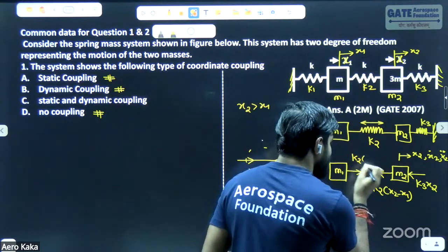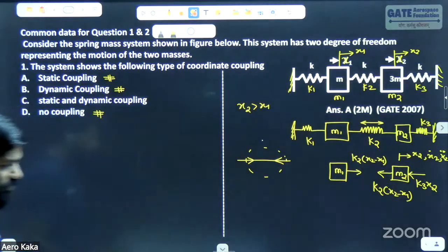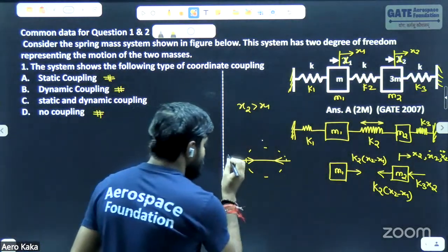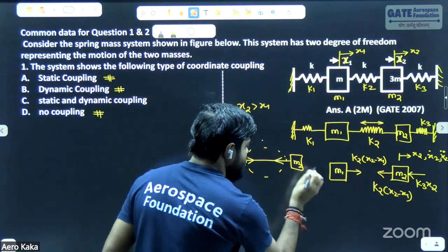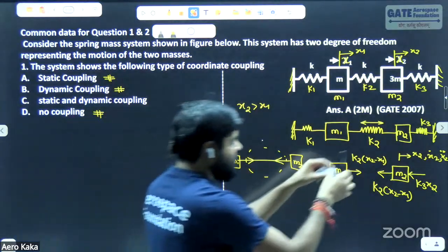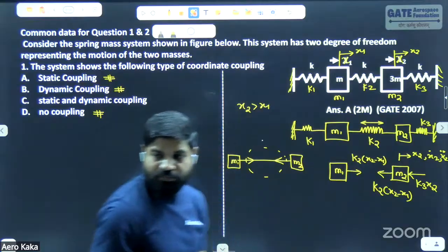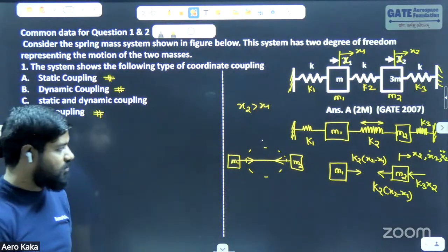So you can write here K2 into (x2 minus x1). Please take care. This is your first mass, and this is your second mass. So this is the link, or you can say the coupling, between these two masses.